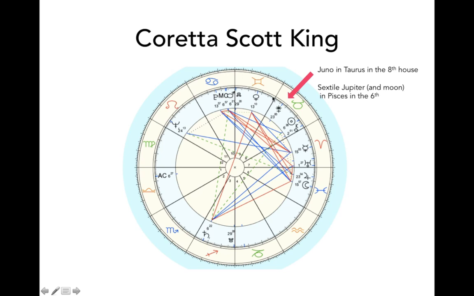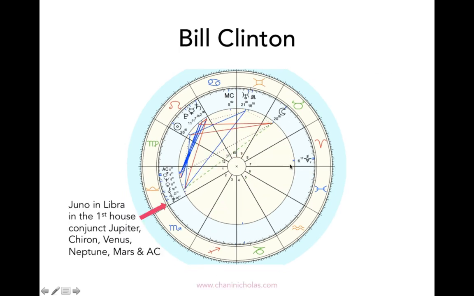This is a very helpful one. Again, Juno conjunct Jupiter might also be just wildly helpful. Again, who knows what Hillary has done behind the scenes for Bill and his career. But it looks like a tremendous amount, because it looks like there's this archetype of some partnership holding him up.